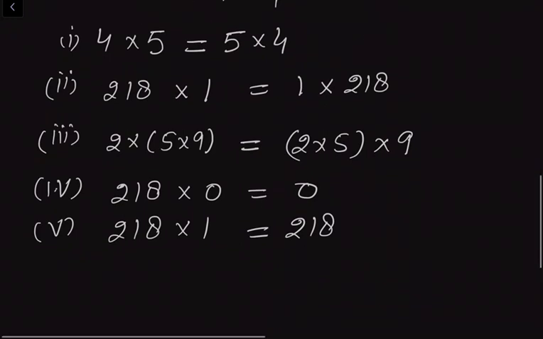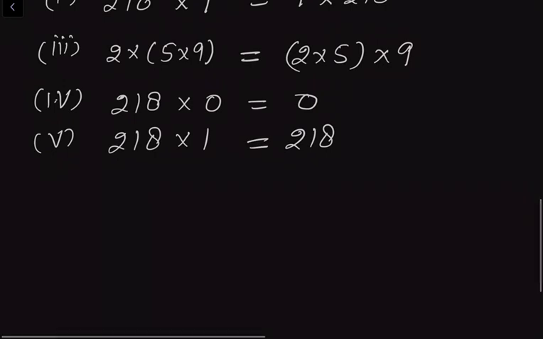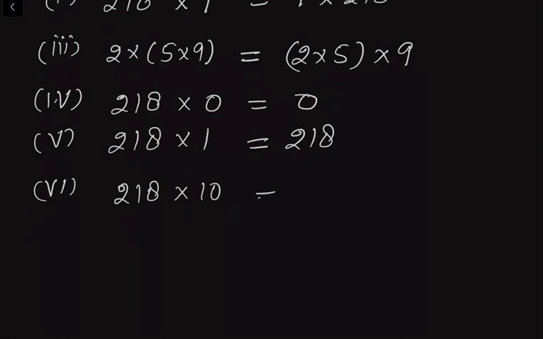Let us have another exercise. If we multiply any number with 10, put this number here, 218, and put this 0 on the right hand side.